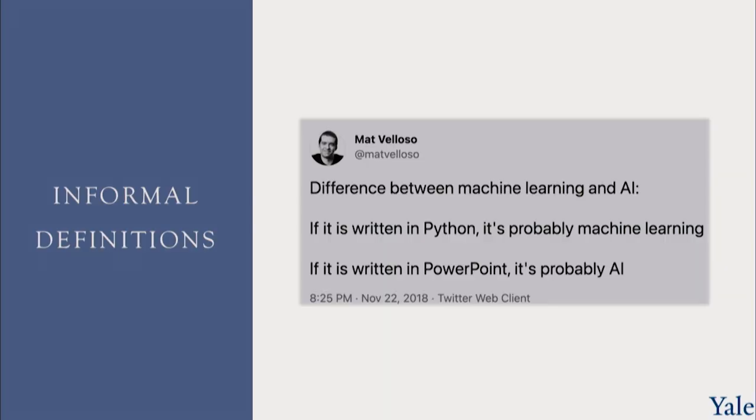This is the informal definition that you'll hear out there. This is from a tweet by Matt Velloso. And the difference between machine learning and AI: if it is written in Python, it is probably machine learning. If it is written in PowerPoint, it is probably AI. What he's referring to is that the people who work in the field and do hands-on work call it machine learning. People at the business level and consultants and people like that call it AI. So you can almost hear from the vocabulary that gets used what the person's background is. So that's another interesting comment.